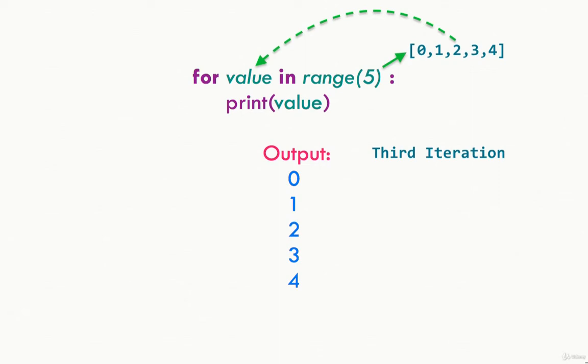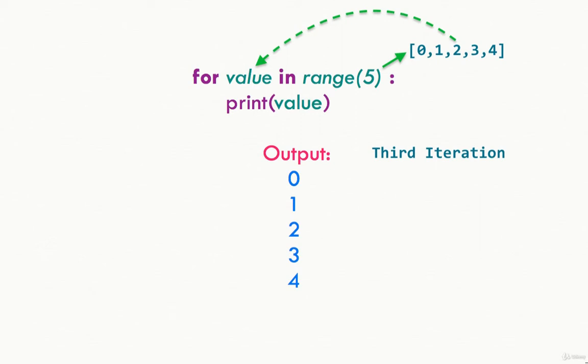Similarly, in the third iteration of loop, third value of list, that is 2, will be inserted in variable value and it will be printed on screen. This loop will continue for all the values of list. As we can see in the output, last value printed is 4, which is the last value of list we got from the range function.